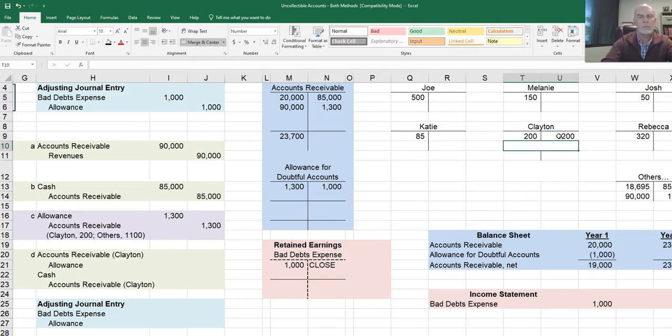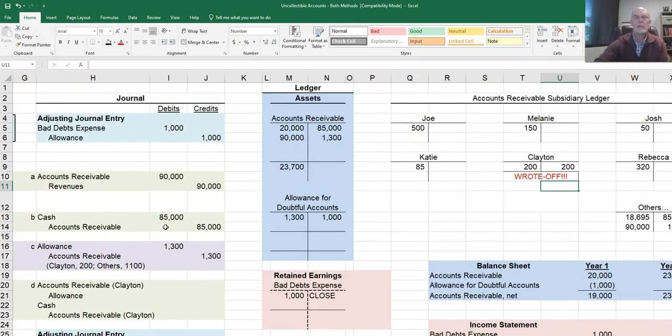And as before, we are going to write off Clayton's account. So we wrote off a total of $1,300, and notice we did not debit bad debt expense. As I said a minute ago, the only time we touch bad debt expense is when we set up the end of period allowance estimate, so in our adjusting journal entry. So we're going to do that again when we get to the end of year 2 here in just a minute. So we wrote off $1,300.